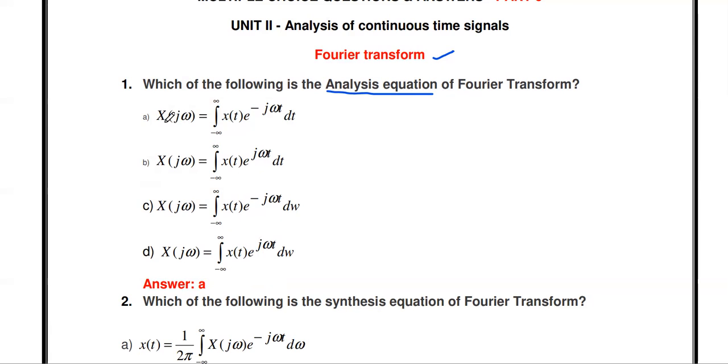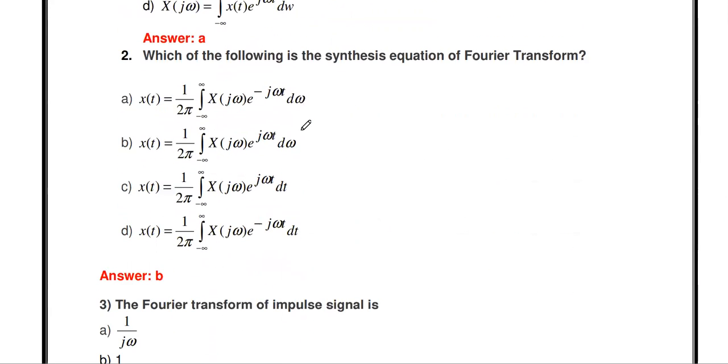The first: capital X of j omega equals the integration of x of t e power minus j omega t dt. It's correct. In the second, X of j omega equals the integration of x of t e power plus j omega t. It is not correct; it should be e power minus j omega t dt. So the first is the correct answer. With respect to t, we integrate our time domain signal multiplied by e power minus j omega t. This is the analysis equation.